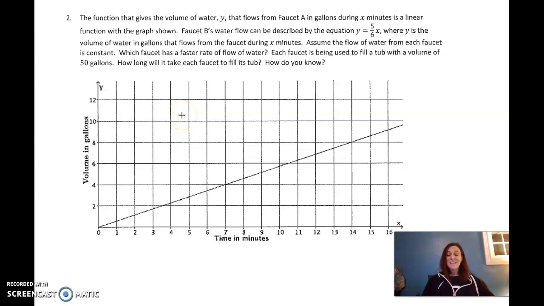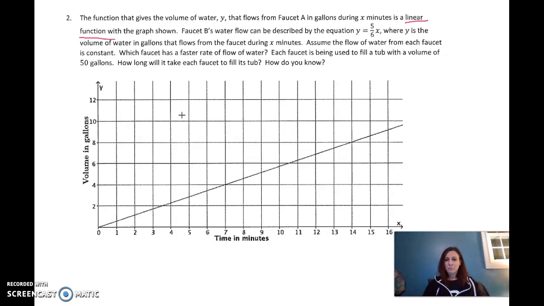All right, we are going to continue comparing the different ways we can write functions, whether it's as a graph, as a table, as a description, or even as an equation. If you look here, it says the function that gives the volume of water Y that flows from faucet A in gallons during X minutes is a linear function. A lot of times, guys, it's really, really wordy, so really try to decipher what's going on here.